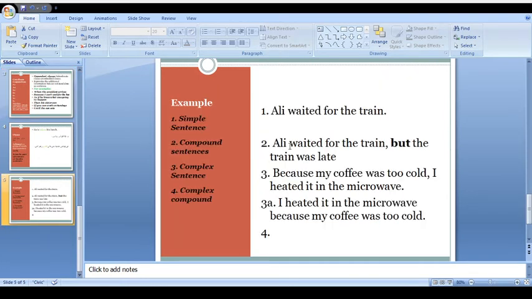number 2 on the screen. You can see here: Ali waited for the train, but the train was late. You can see here, the train was late. It's very clear sense, right?